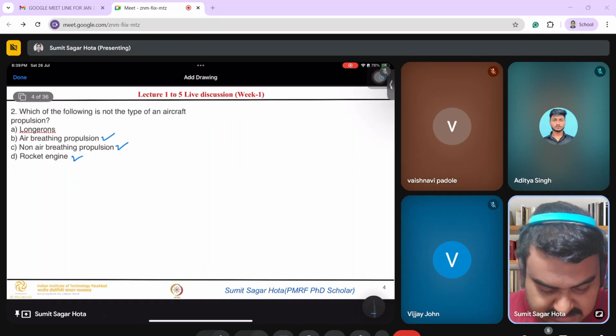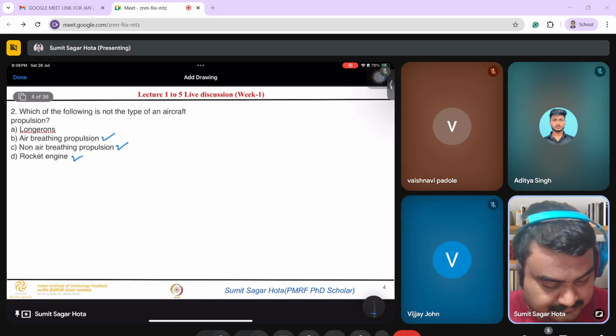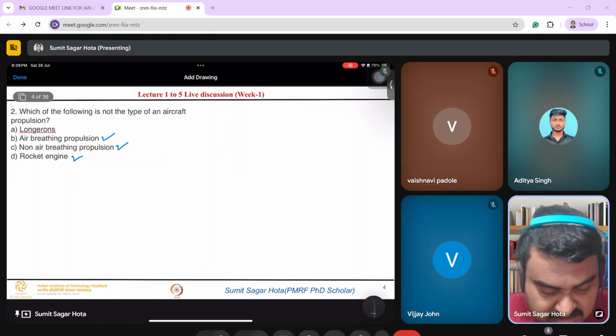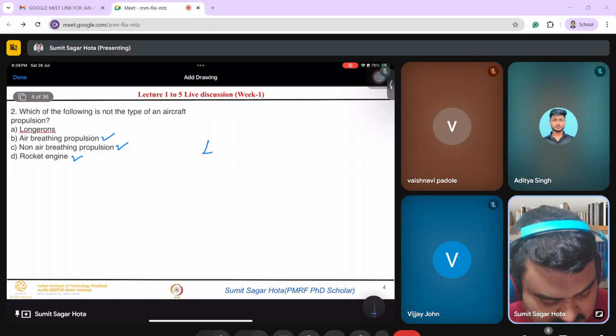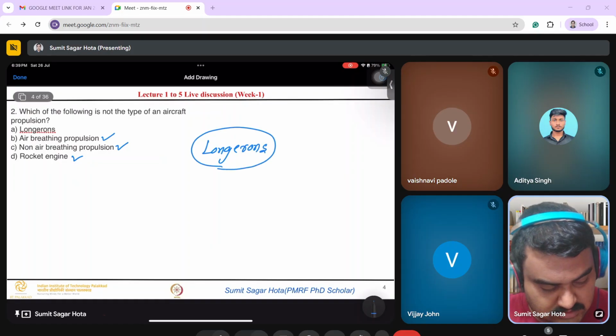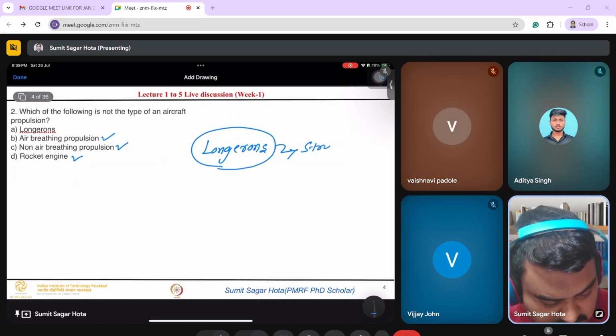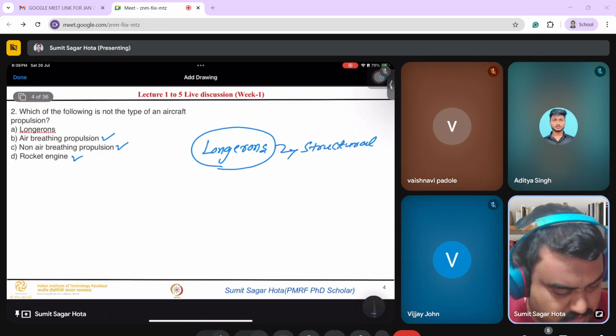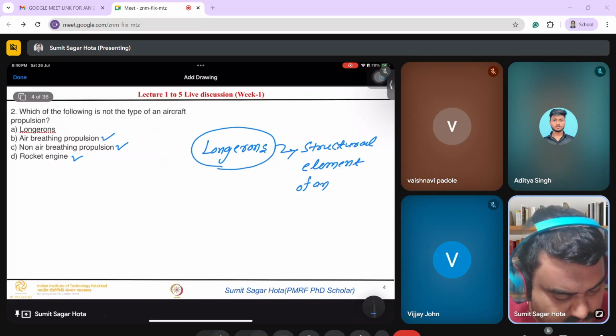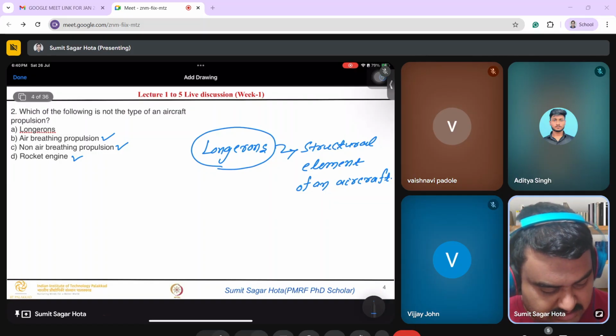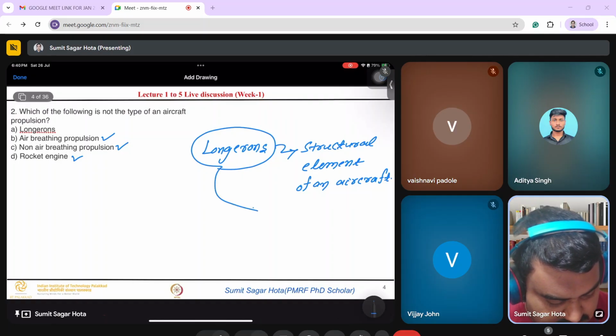But Longerons is not a kind of aircraft propulsion. So what exactly are these Longerons? It is a structural element of an aircraft. How does it help in the aircraft? It prevents bending of the aircraft. It can be defined as a heavy structural member that runs straight. It cannot bend. If it bends, then there is a crash of the aircraft.